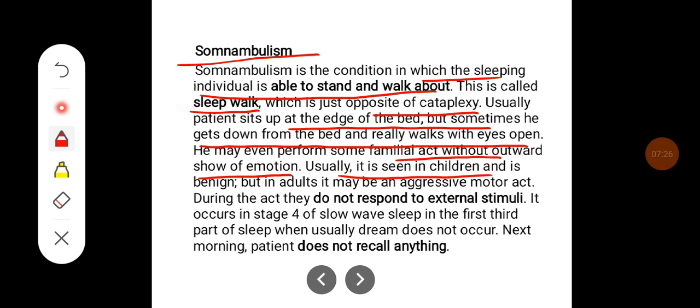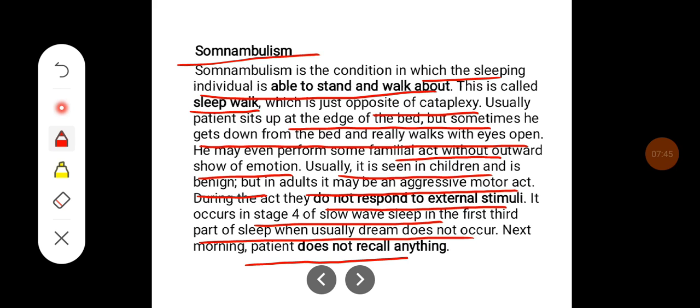Usually it is seen in children and is benign, but in adults, it may be an aggressive motor act. During the act, they do not respond to external stimuli. It occurs in stage 4 of slow wave sleep, in the first third of the sleep, when dreams usually do not occur. Next morning, the patient does not recall anything.